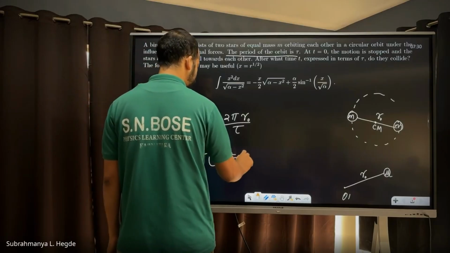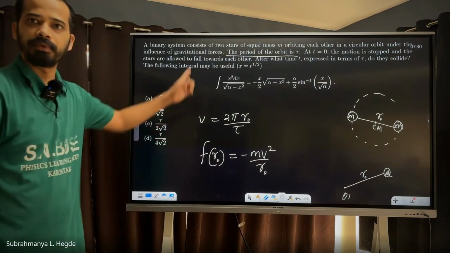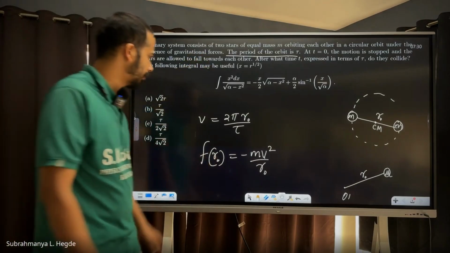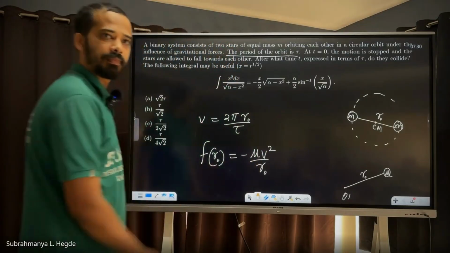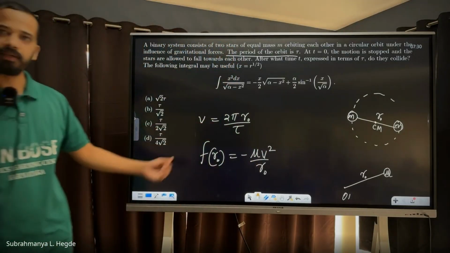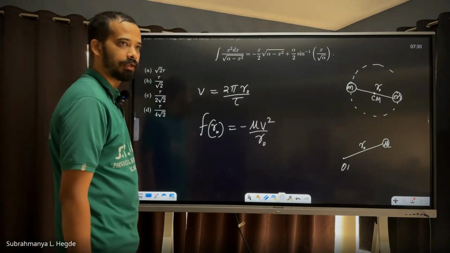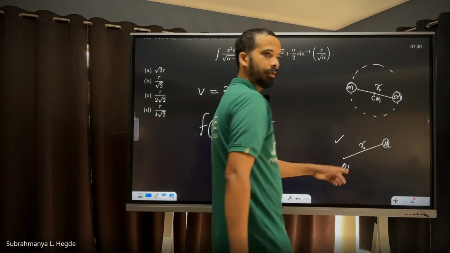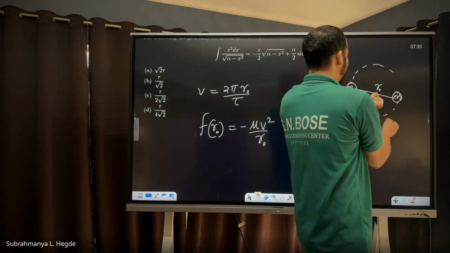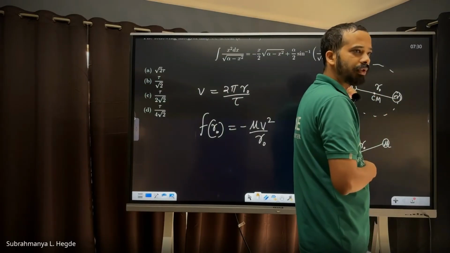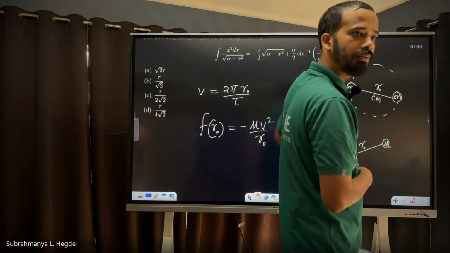One more thing he said, under gravitational force, that means f of r naught is equal to minus m v square by r naught, because it is a circular orbit again. I can always write this, but be careful. Here you write mu, because I'm taking the equivalent 1D problem. I feel that is more comfortable for me. So can I write f of r naught in this equivalent 1D problem? If these are doing circular motion about their center of mass, then the distance between them is fixed. In the equivalent 1D problem, that r naught is also fixed. Then mu is also doing a circular motion.